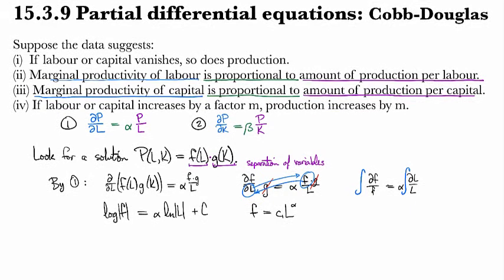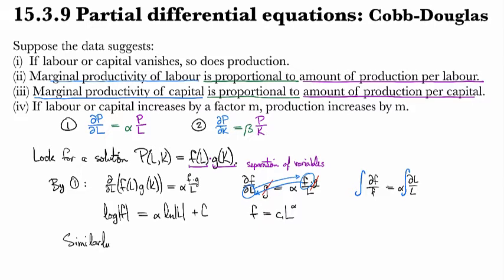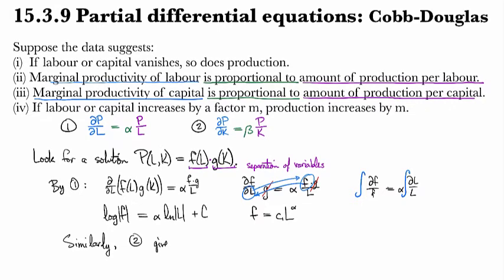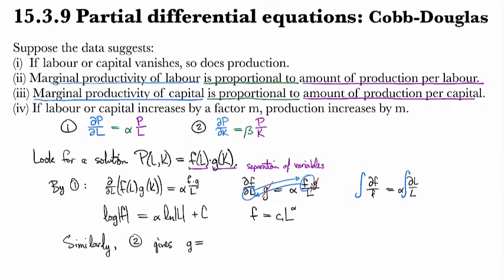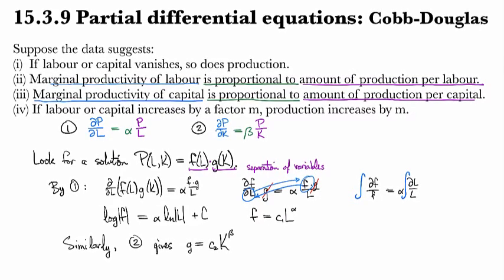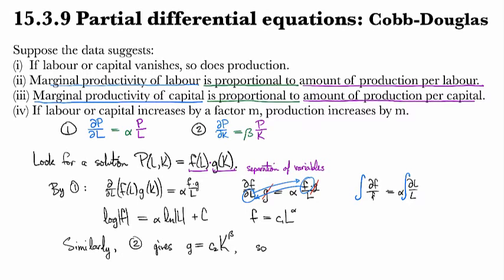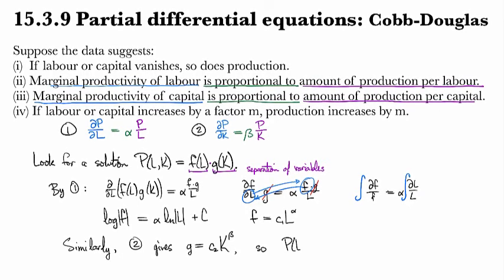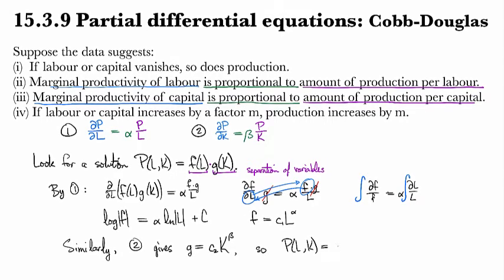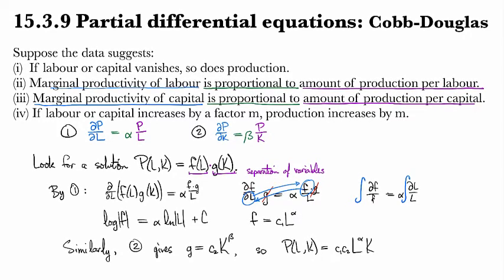Okay. And then similarly, it's basically the exact same computation. The second equation gives that g looks like some other constant times k to the beta. Okay. So since the function we're looking for is the product of f and g, it must look like some constant C1 C2 times L to the alpha, k to the beta.